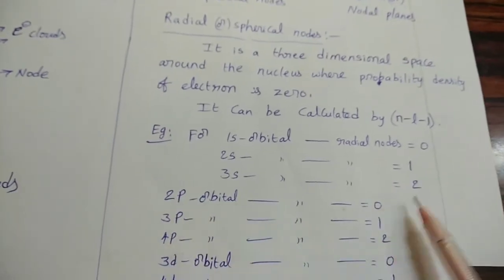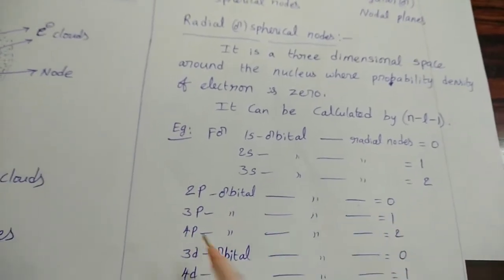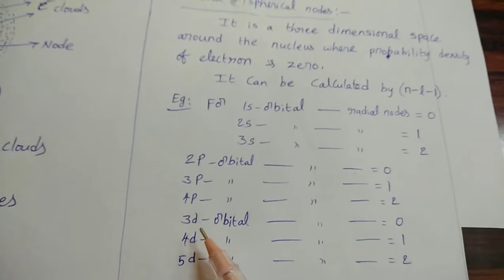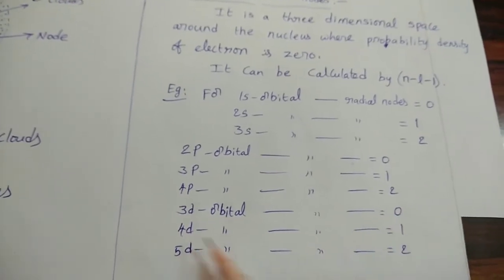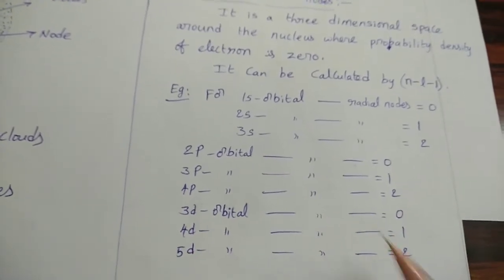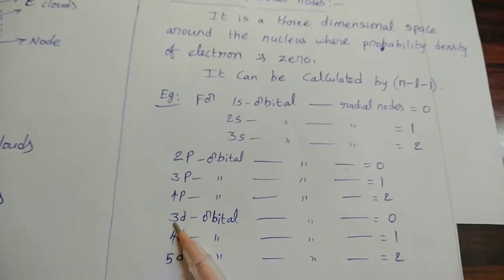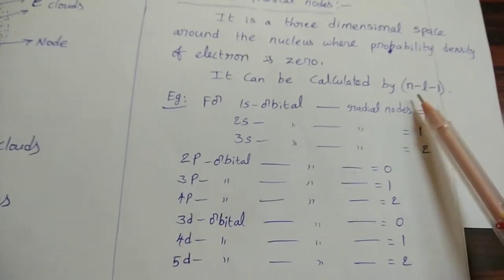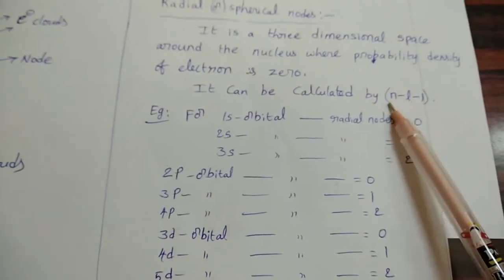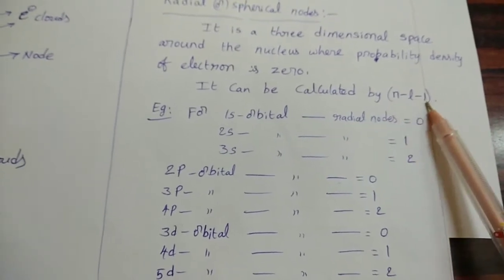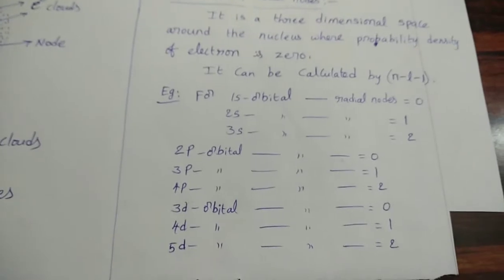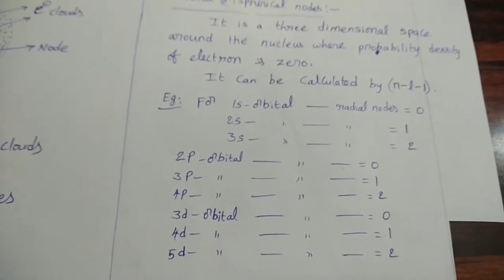For 2p orbital 0, 3p orbital 1, 4p 2. Next, 3d orbital radial nodes 0, 4d 1, 5d 2. See this: 3d orbital, principal quantum number 3. For d orbital, l value 2. 3 minus 2 minus 1, total 0. In this way, for s, p, d, f orbitals we can find radial nodes.